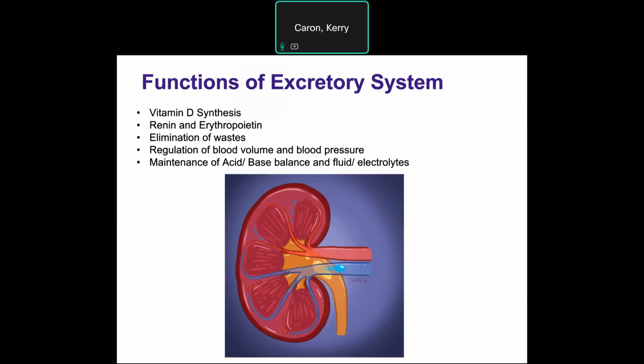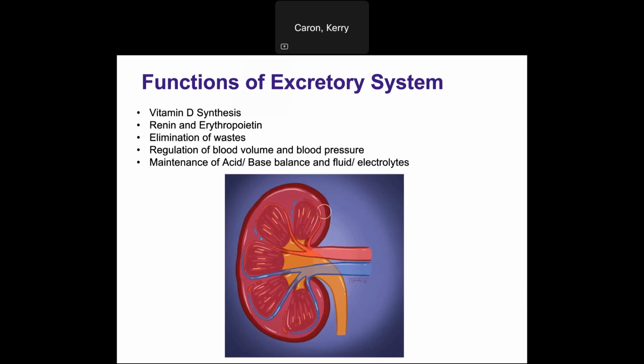To summarize, oh, and I love this. This is such a pretty picture. To summarize the functions, the excretory system synthesizes vitamin D. It makes renin and erythropoietin. Erythropoietin is needed for red blood cell production, and renin has to do with maintaining blood pressure and fluid balance. It eliminates wastes. Like I said, it regulates blood volume and blood pressure. It maintains acid-base balance in the body, as well as fluid and electrolyte balance in the body.